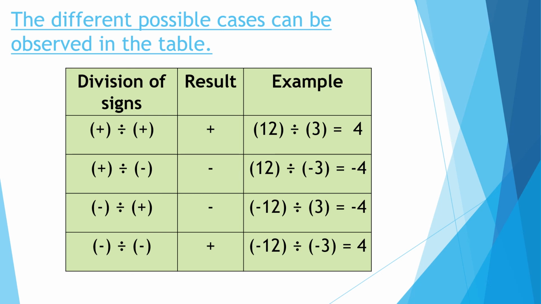Minus divided by plus, the result will be minus. Example, minus 12 divided by 3. So the answer will be again minus 4. Now minus divided by minus, the answer will be plus. It's almost the same. So minus 12 divided by minus 3, the answer will be 4.